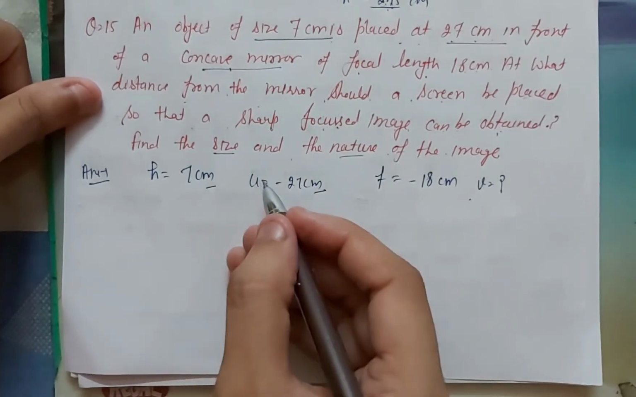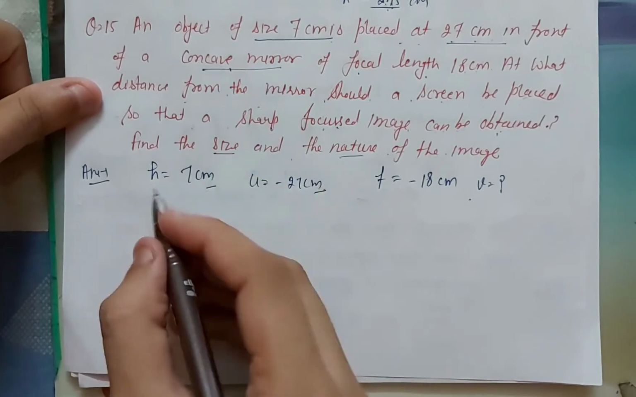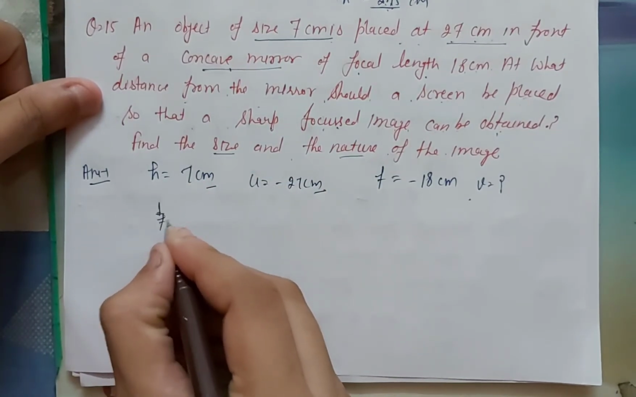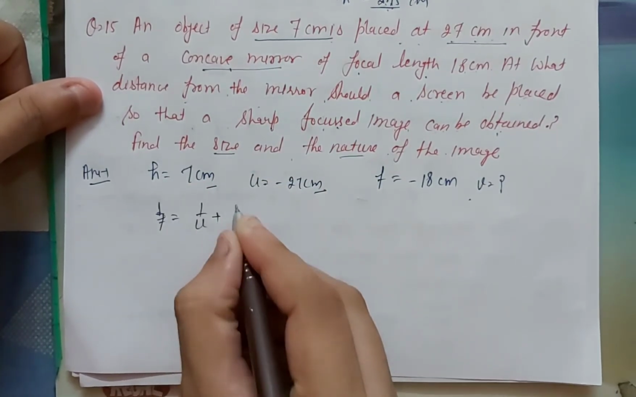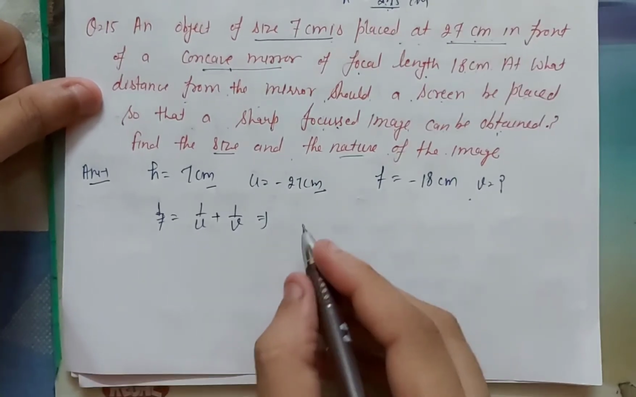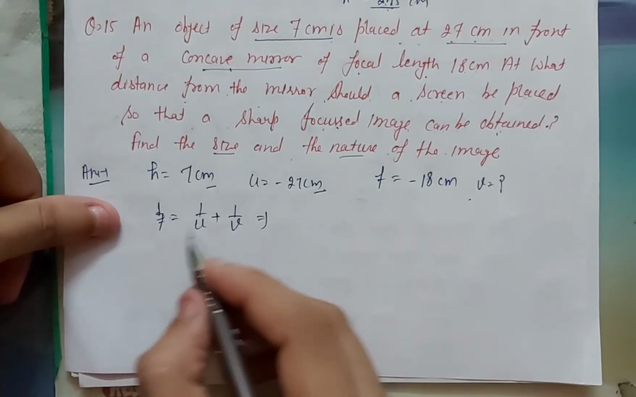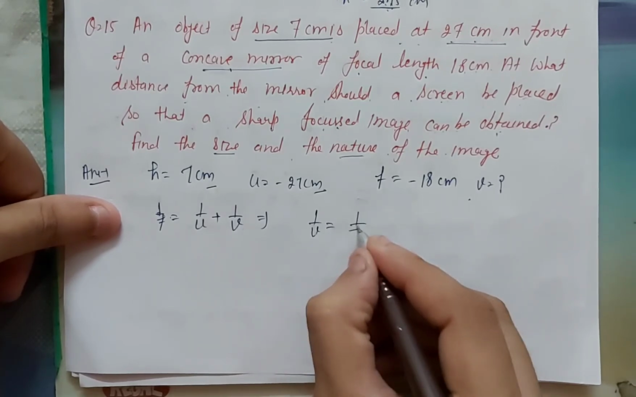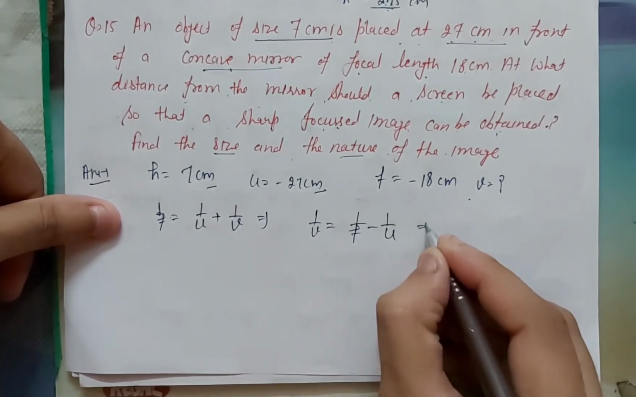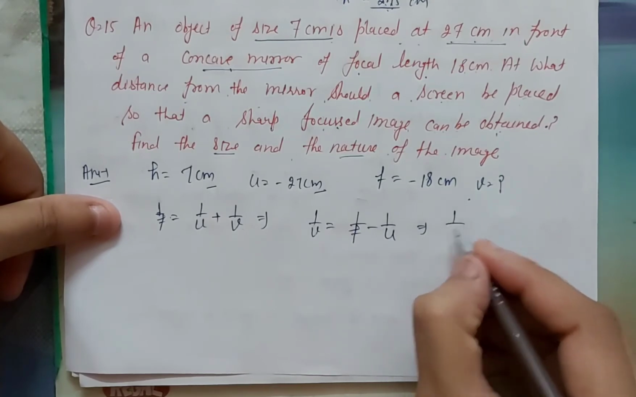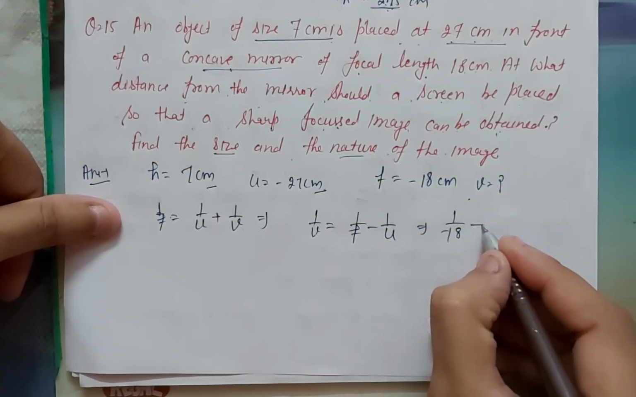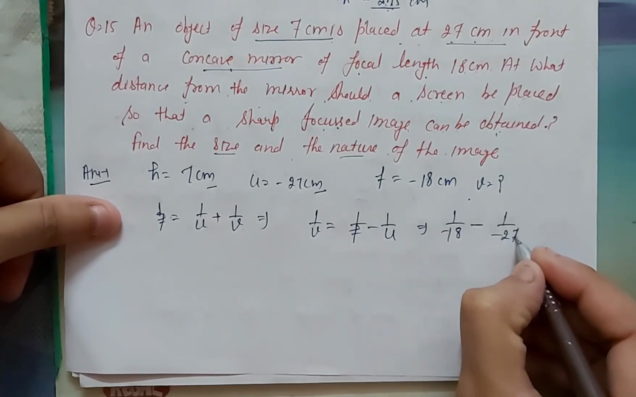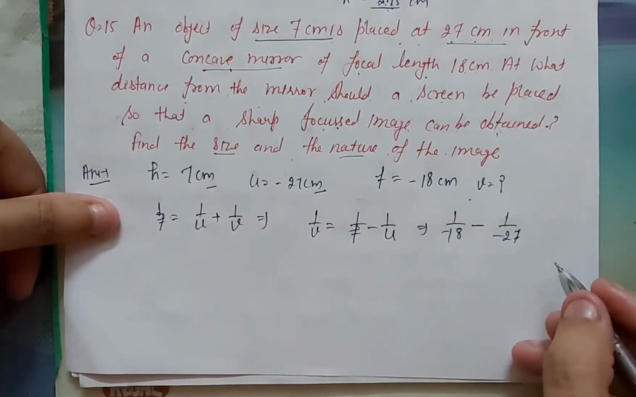So we can easily apply the mirror formula. 1 by f is equal to 1 by u plus 1 by v. We have the f value, so we find out v. So 1 by v is equal to 1 by f minus 1 by u. So 1 by f is 18, minus 27.